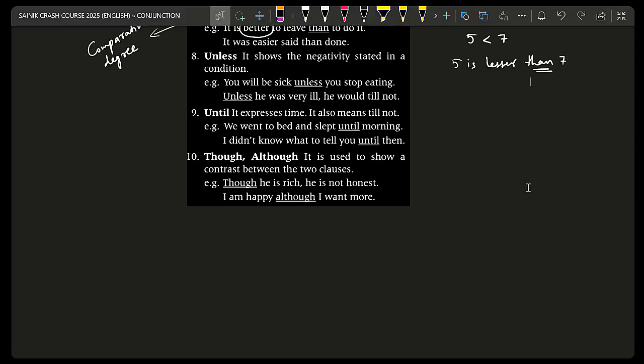Contrasting things means if one thing happens, second thing may not happen. But if both are happening, then you should use though and although. It is not possible actually, but because it became possible, then we should use though or although. So any doubts still here? No doubts. Okay, we'll go ahead.